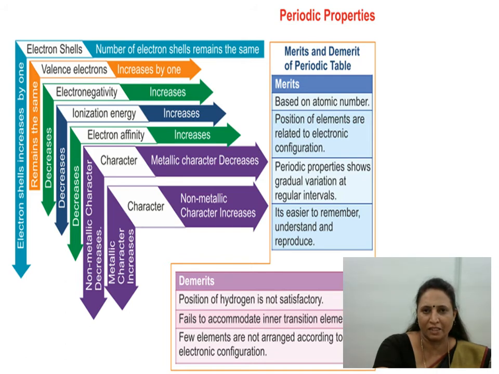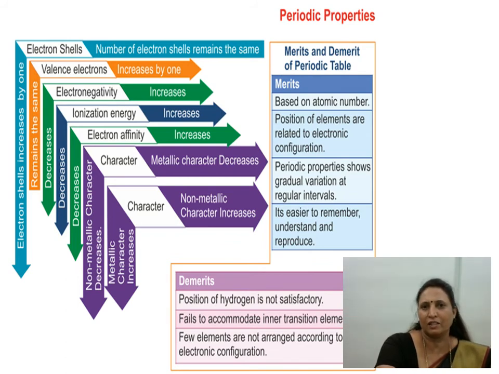Now here there are merits and demerits of the periodic table. It indicates that from left to right the number of electron shells remains the same, whereas from top to bottom the electron shells increase by 1, and other properties are also explained here. Valence electrons increase by 1, electronegativity increases left to right, ionization energy increases left to right, electron affinity increases. So guys, go through this table and you can get an idea about all periodic properties, whether they increase or decrease from left to right, top to bottom.